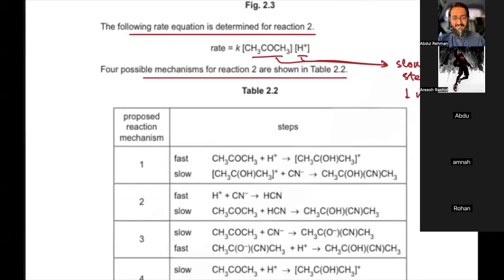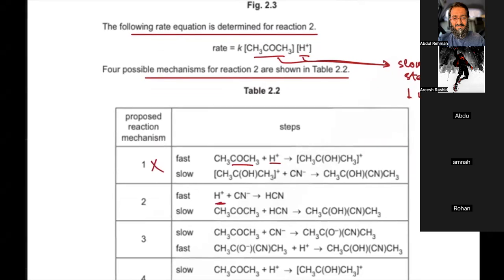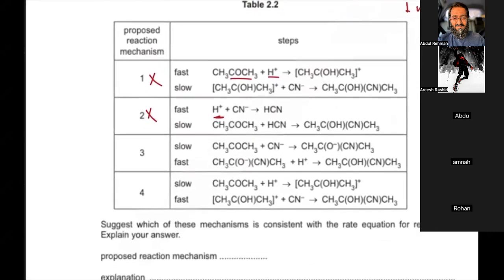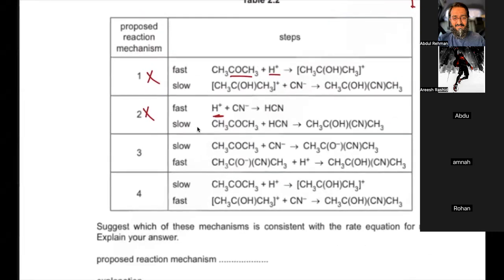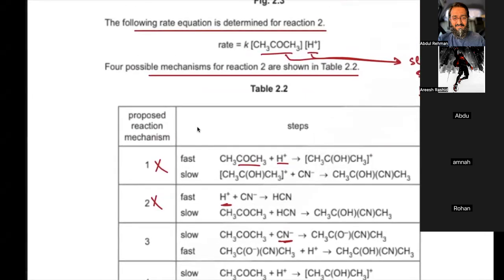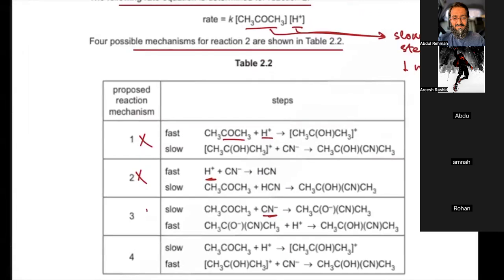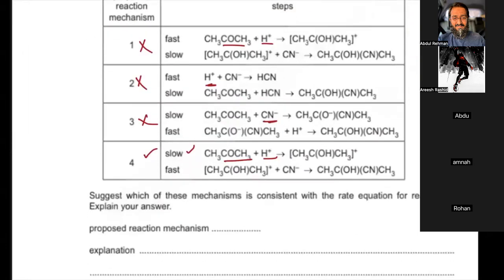So if you see these two are in the fast step, so it is wrong. Hydrogen ion is in the fast step, so it is wrong. Cyanide ion is in the slowest step and hydrogen ion is not there, so it is wrong. Over here, these two are in the slowest step, so yes. So the proposed reaction mechanism is going to be mechanism 4. Is this clear to all of you?